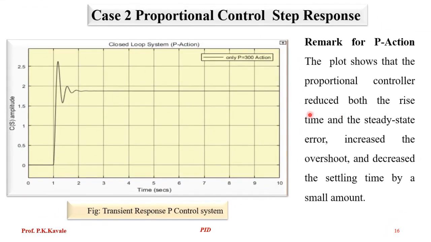When we run and click on the scope, we get an output like this. The plot shows that the proportional controller reduces both rise time and steady state error. The set value is 2, and the output goes nearer to 2 and decreases the settling time. In open loop the settling time was 3 seconds; now it reduces to 2 seconds. But there is an offset. The target value is 2, and we have reached only nearer to it.